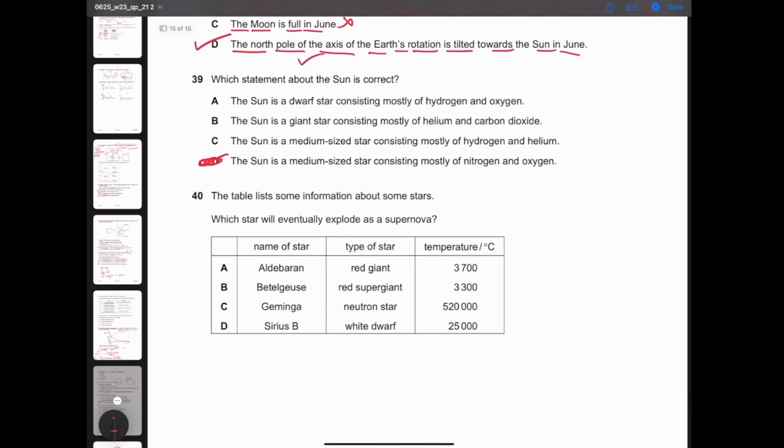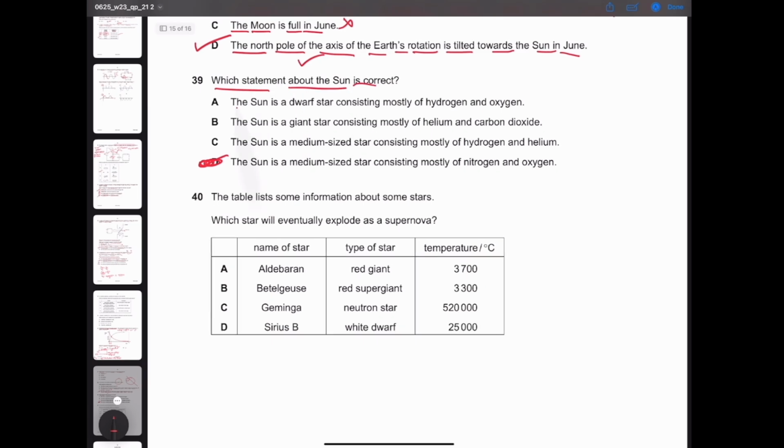Which statement about the sun is correct? The sun is a dwarf star, giant star, medium-sized star. So it's not a dwarf star. It is also not a giant star. It is a medium-sized star, true, consisting mostly of hydrogen and helium. This is true. Nuclear fusion reactions also take place, so hydrogen and helium are there.